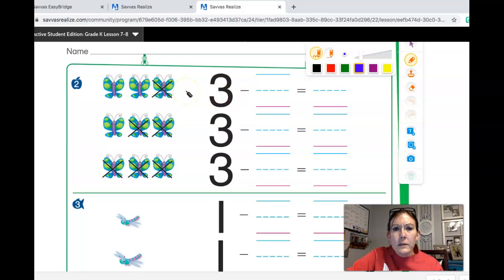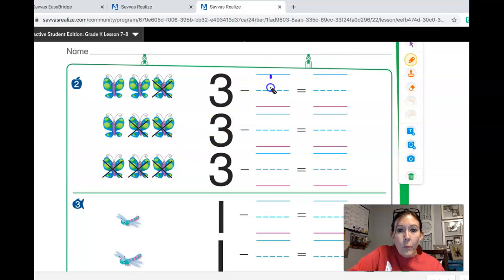What do you notice? Do you see a pattern? Well, in this row, there's 1 butterfly taken away. In this row, there are 2 butterflies being taken away. And in this row, there are 3 butterflies being taken away. Let's write that part. 1, 3 minus 1. Is that what this picture shows? Yep. 3 butterflies with 1 being taken away.